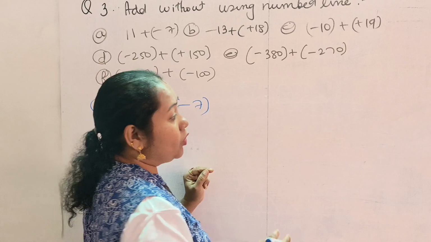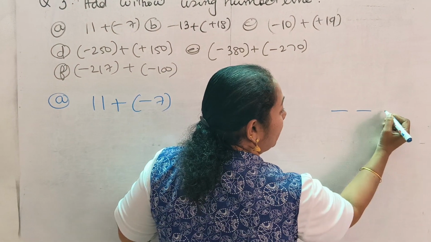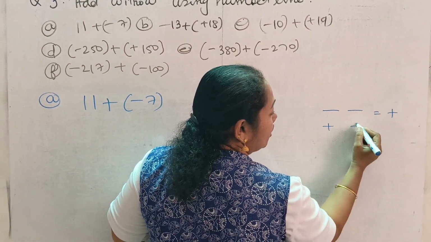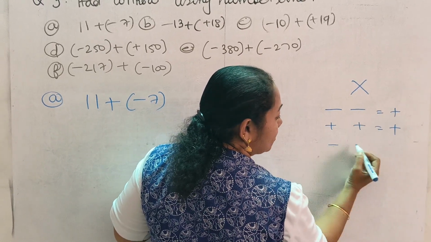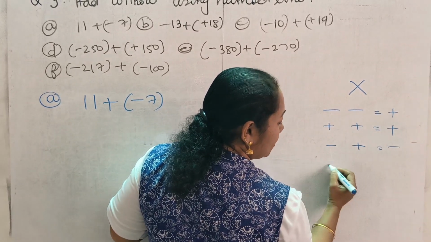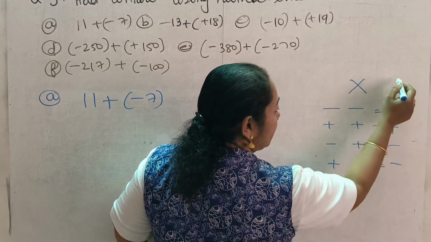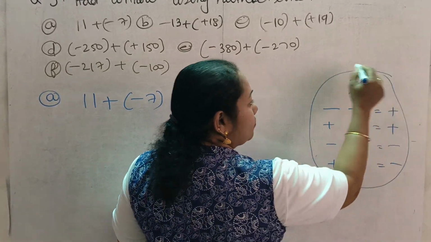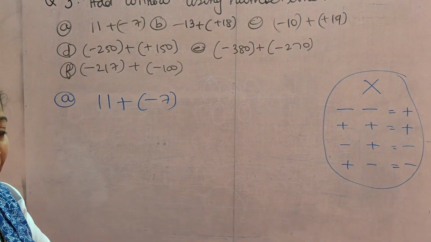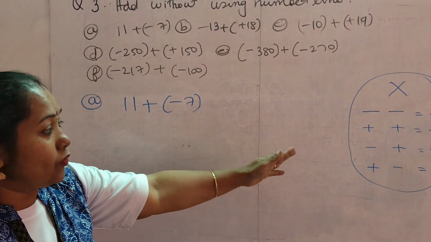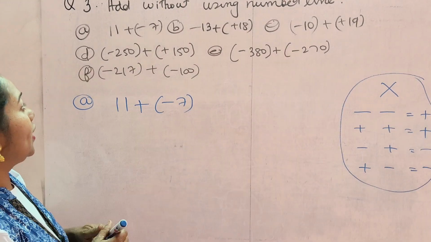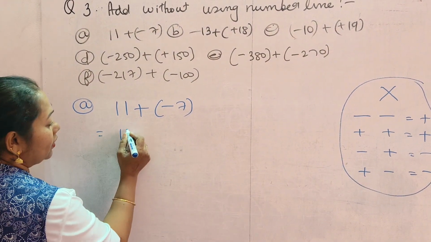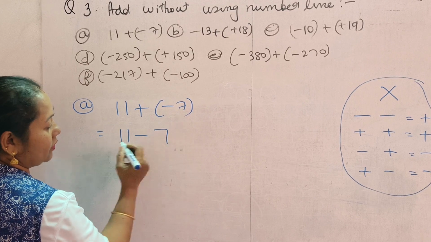And we already informed you also that minus into minus is equal to plus, plus into plus is equal to plus. This is for multiplication. And minus into plus is equal to minus, plus into minus is equal to minus. This is for multiplication. Okay, so we have already informed you in the previous video also. I have cleared this one again here. So again, clear here: 11 plus minus 7.